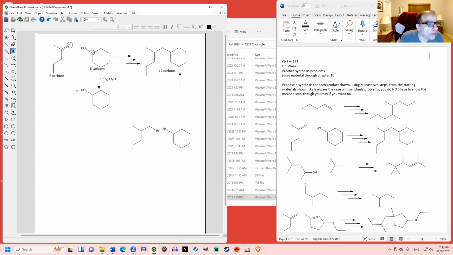Phosphorus tribromide will convert a secondary alcohol to a secondary bromide in one step. That's no problem. And then we need to convert this alkene to this bromide. Notice that's the non-Markovnikov bromide. The bromine is on the less substituted carbon. So is there a way to do that in one step?